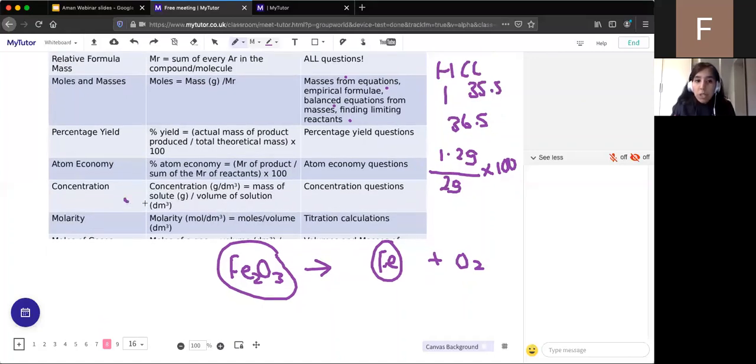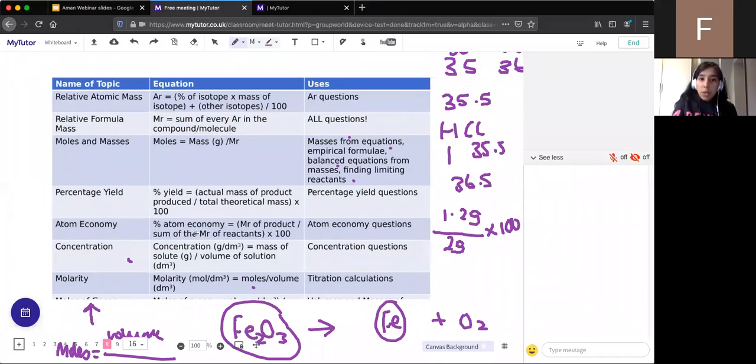So concentration, we've looked at that today right at the beginning: mass over the volume. And then molarity, which again is a concentration, which is moles over volume. We tend to use that in titration calculations. And the final one that got cut off is the moles of gas. So remember, the moles of gas is the volume in decimeters cubed divided by 24, and we use those in gas volume questions.